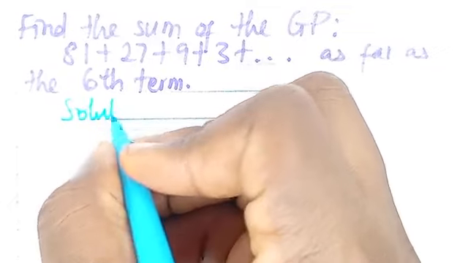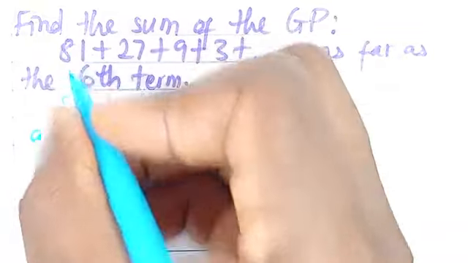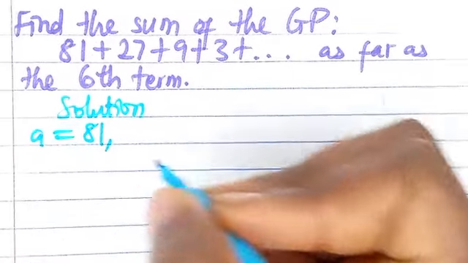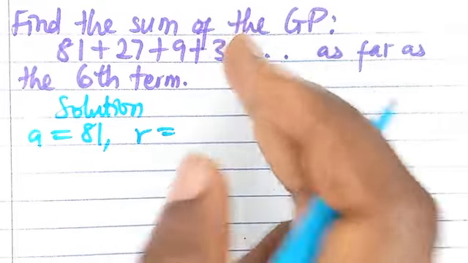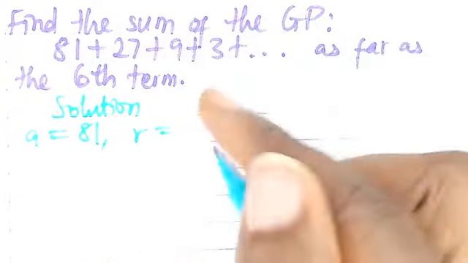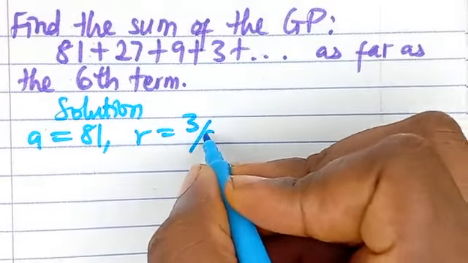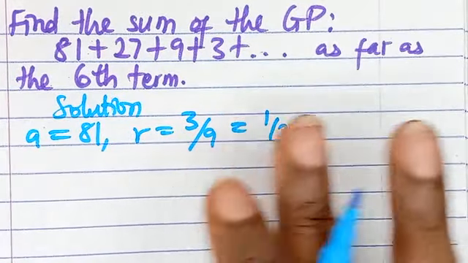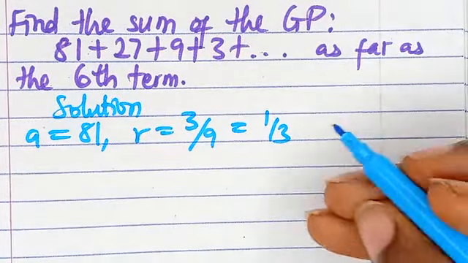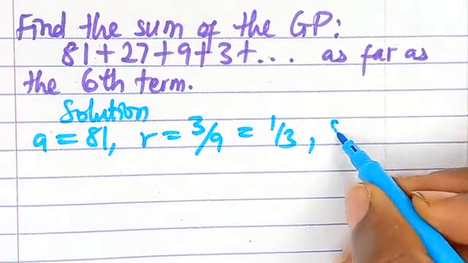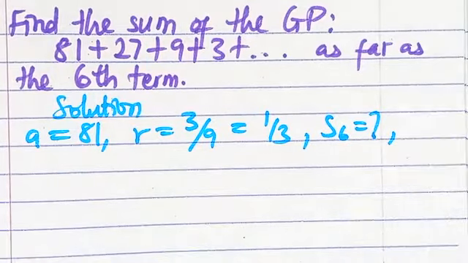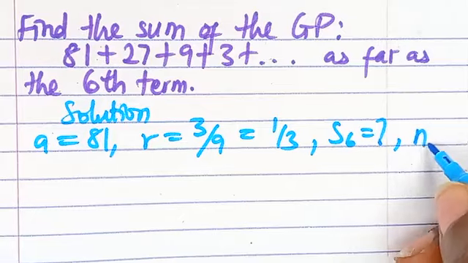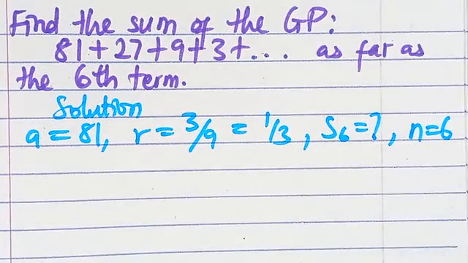So as a way of solution, we have that the first term is 81. The common ratio, these are actually big numbers. So let me start with this and then divide by the one coming before it. So you can actually choose any term. So 3 divided by 9 is 1 over 3. So the common ratio is 1/3. And then we've been asked to find the sum to the 6th term. And since the position of the term we are stopping at is 6, n is equal to 6. n represents the number of terms, the position of the term.